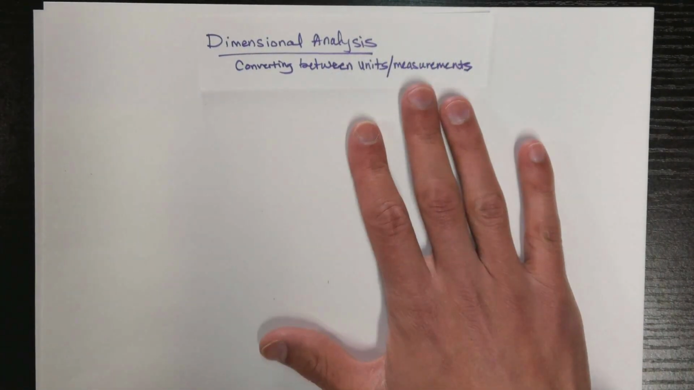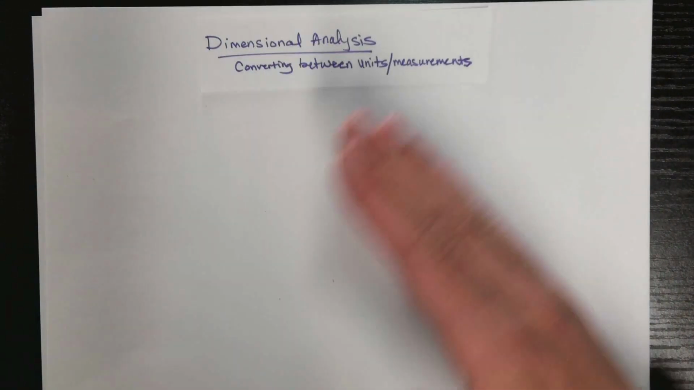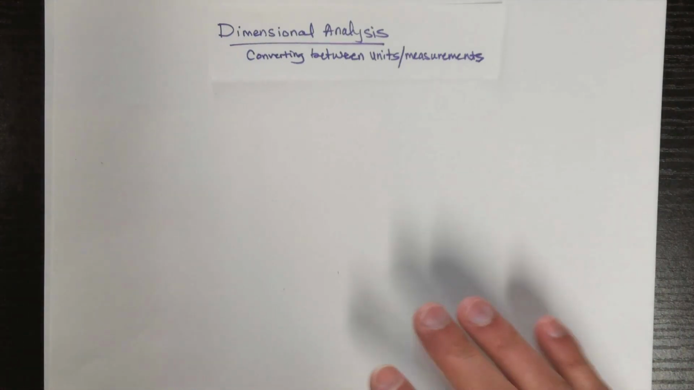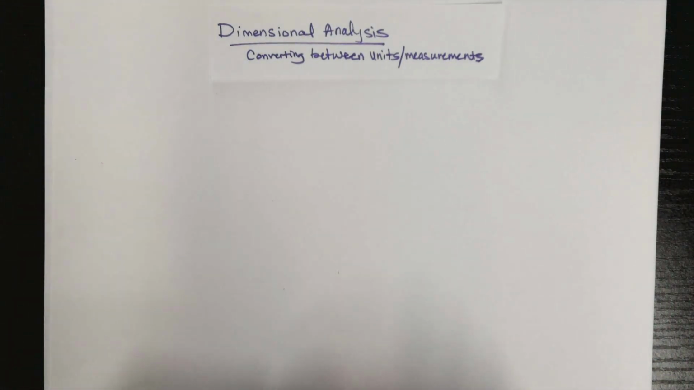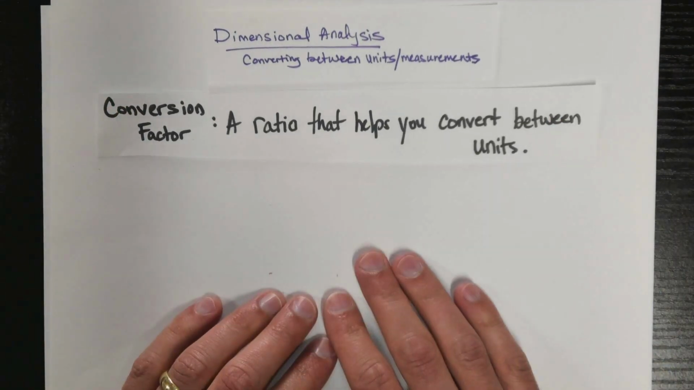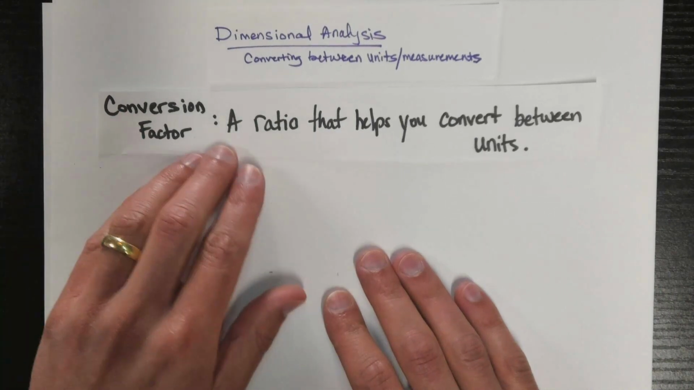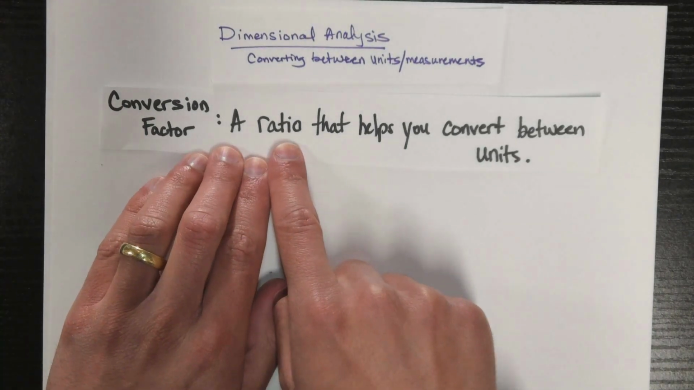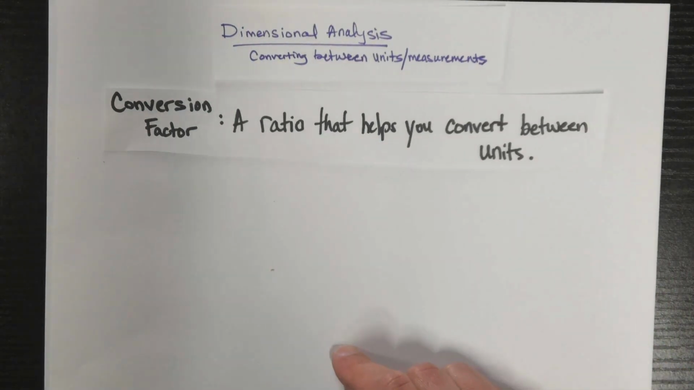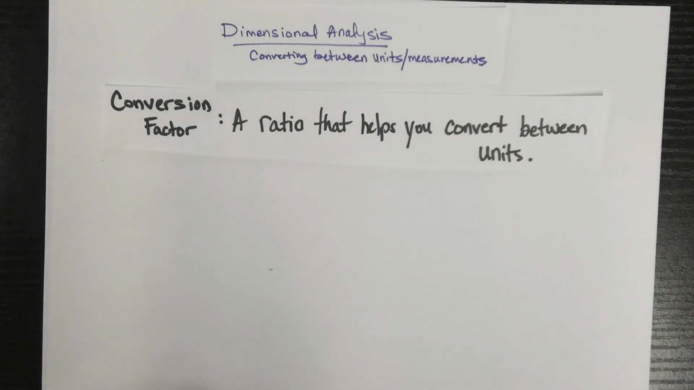So what we're going to do is break down a simple step-by-step way of going through dimensional analysis with some problems. The first one is going to be pretty easy, and the next one is going to be a little harder. Let's start off with a vocab word here. The word is conversion factor, okay? So a conversion factor is basically a ratio that helps you convert between units. Now, don't let the word ratio scare you. You've used ratios your whole life, I promise.